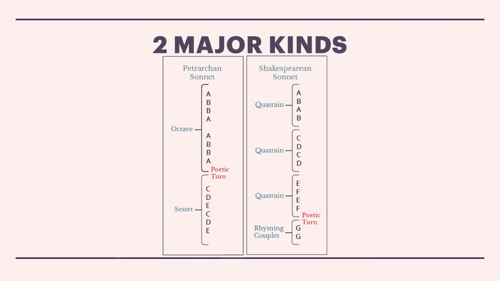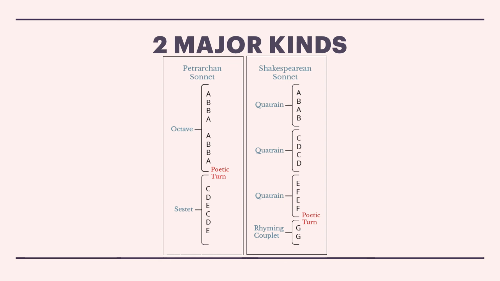So, the Shakespearean sonnet, also the English sonnet, has more rhymes, right? We go all the way to G. We have 7 rhymes instead of 5. And this breaks the structure of the Petrarchan sonnet down a little differently. Instead of 2 halves, we have 4 parts here: 3 quatrains and a rhyming couplet at the end. And usually the poetic turn in a Shakespearean sonnet comes right before the couplet.